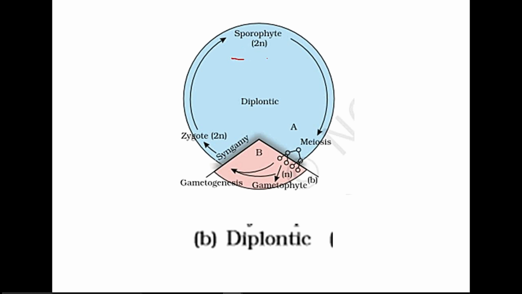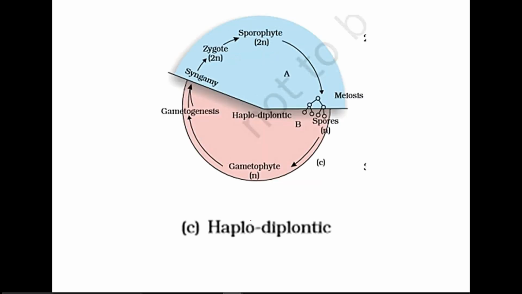This sporophyte stage is the dominant photosynthetic independent phase of the plant, whereas the gametophyte phase is represented by a single to few celled haploid gametophyte. See here, single to few celled haploid gametophyte, and this kind of life cycle is diplontic. So all seed bearing plants, that is gymnosperms and angiosperms, have a diplontic life cycle. So next comes the haplodiplontic life cycle.